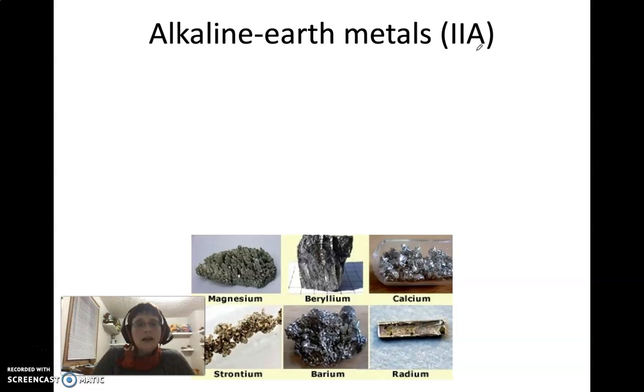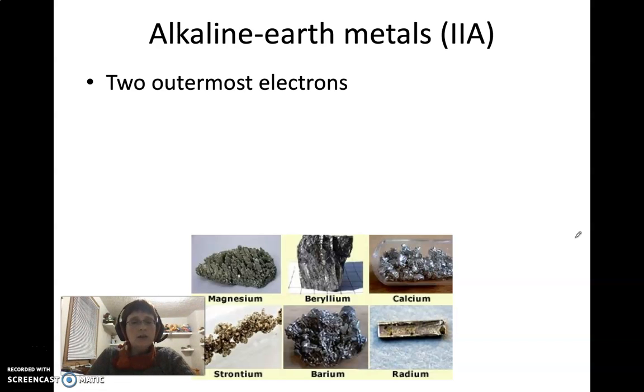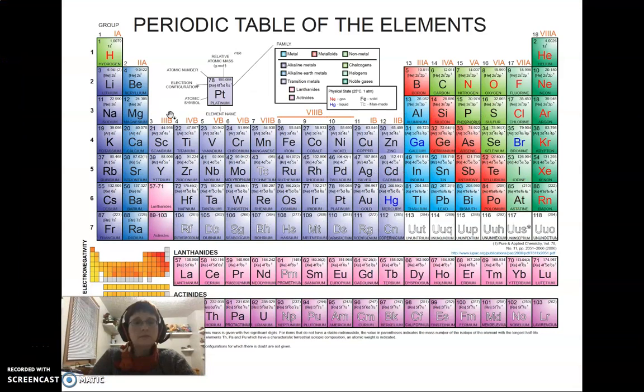All right, the next column over, 2A, this is the alkaline earth metals. So these guys are going to have two outermost electrons. So if we look at the periodic table, we can see that we're looking at this column right here. So beryllium, magnesium, calcium, strontium, barium, and radium. I bet you can guess that radium is radioactive.